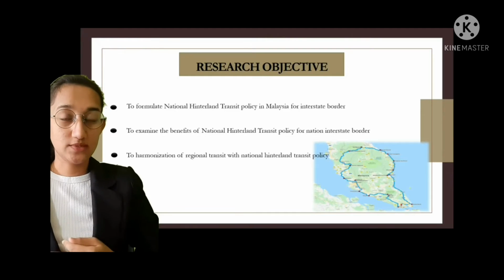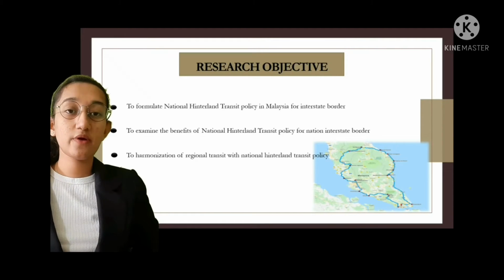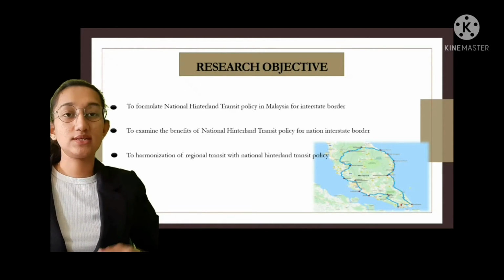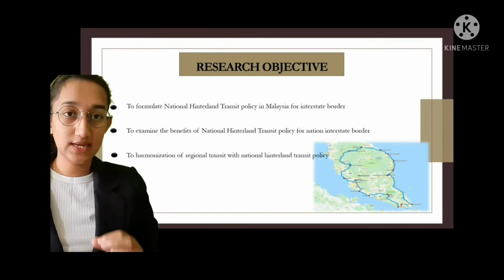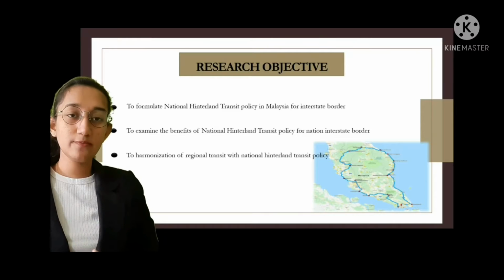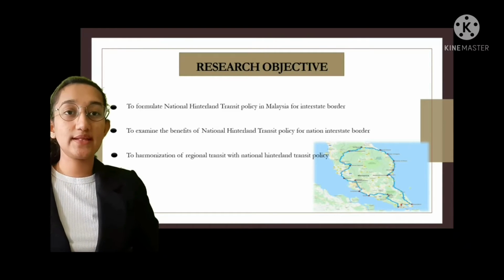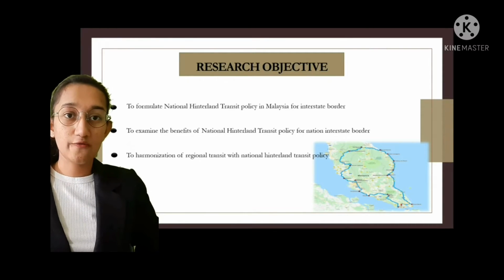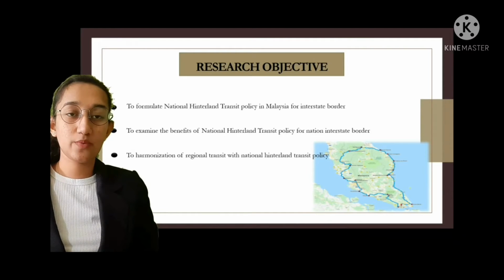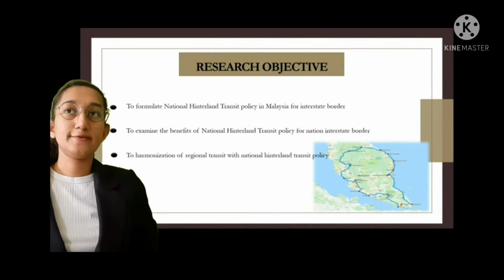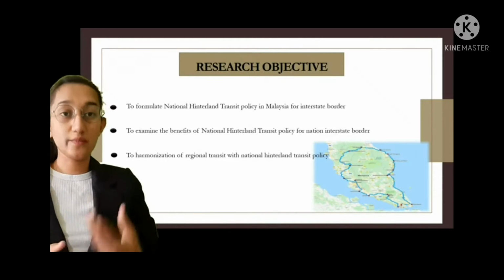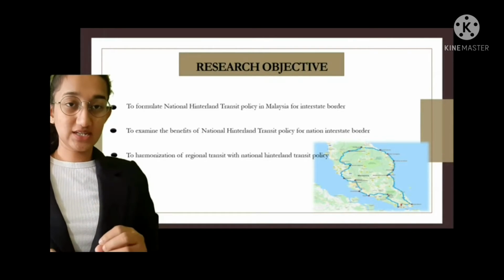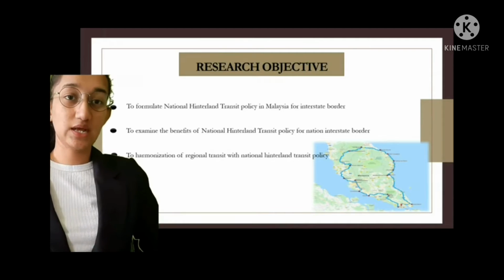There are three objectives to achieve from my research. First is to formulate a national interland policy in Malaysia for interstate borders. The second is to examine the benefits of the national interland transit policy for interstate borders. And the third is the harmonization of regional transit with the national transit policy.